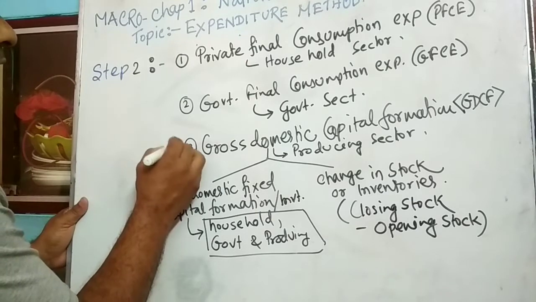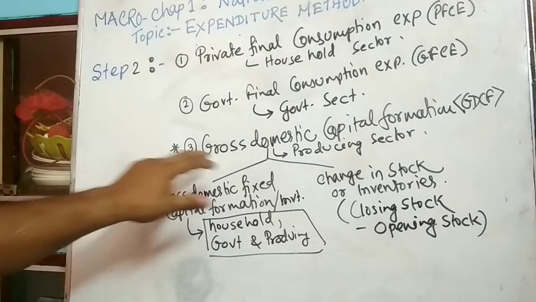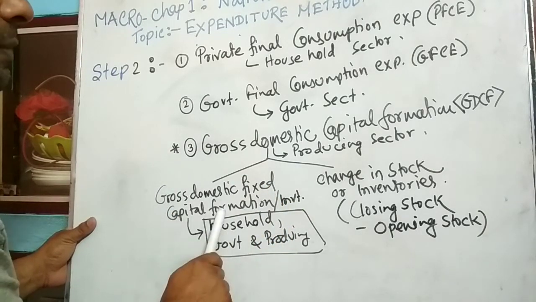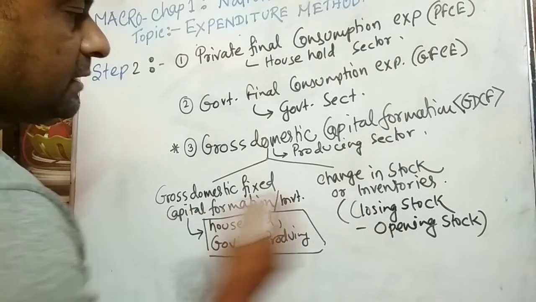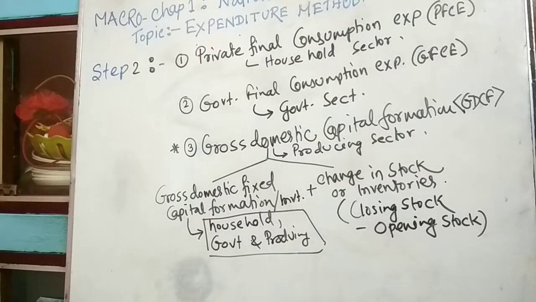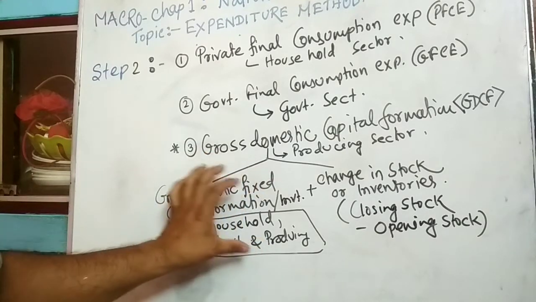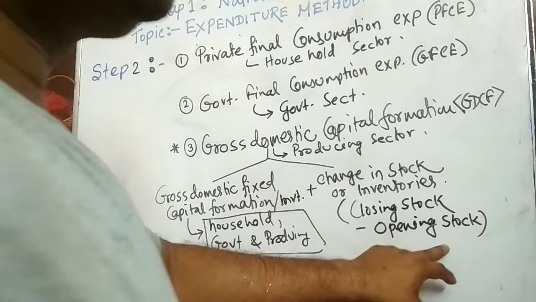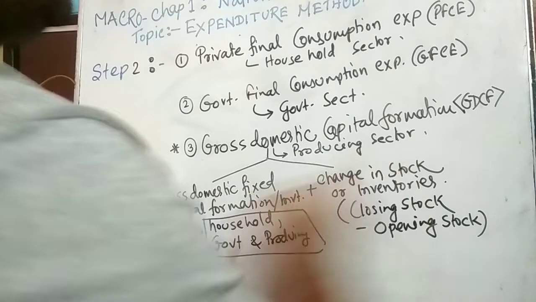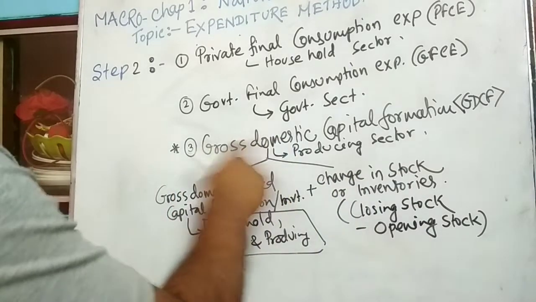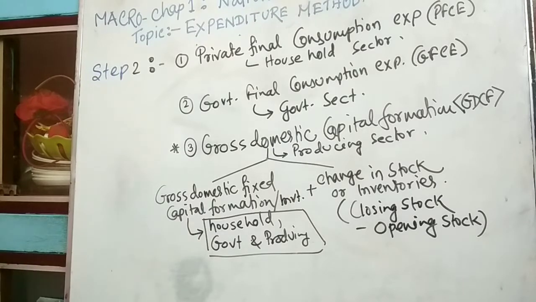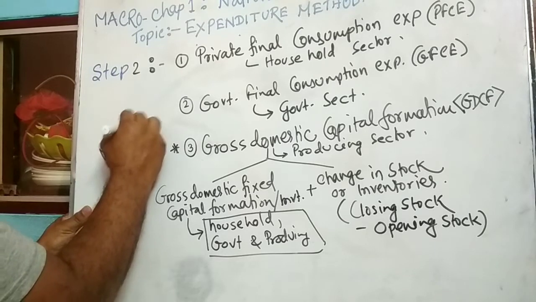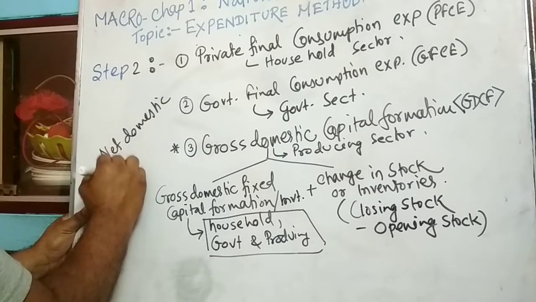Now this one is very important in calculation by the expenditure method. Generally it is given directly. Sometimes it will be given partly. It may be given as gross domestic fixed capital formation and change in stock. By adding these two, we will get gross domestic capital formation. These two will be given separately, or in some cases change in stock will not be given. It will be given as closing stock and opening stock. Then by subtracting these two, we will get change in stock. Sometimes it may be given as net domestic capital formation.